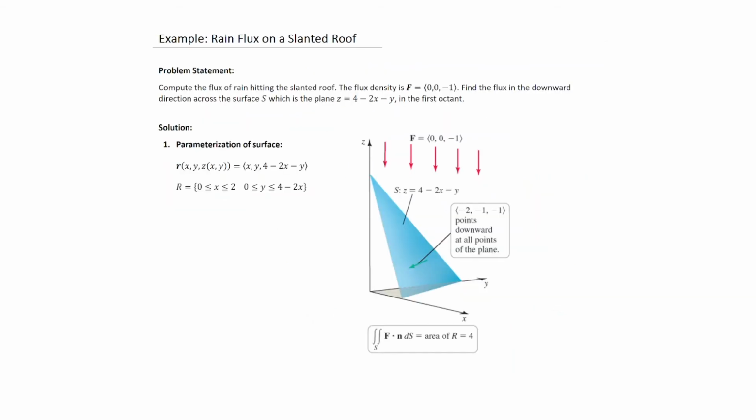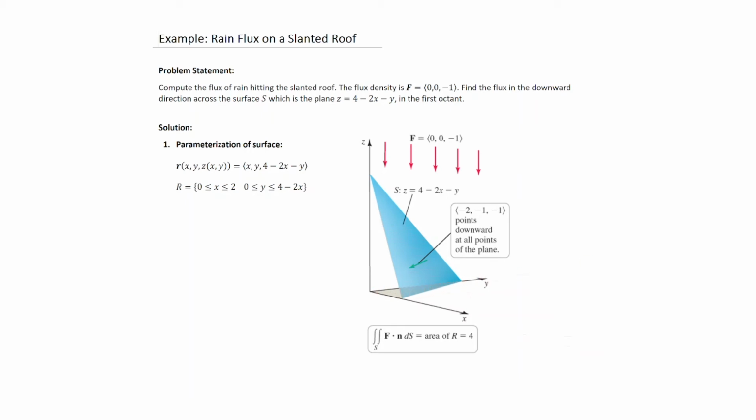All right, so the last example is rain flux on a slanted roof. In this case, the problem statement is to compute the flux of rain hitting the slanted roof. The flux density is F equals 0, 0, minus 1, which means it's downwards. And the surface is the plane z equals 4 minus 2x minus y in the first octant. All right, so this is the equation of the plane. And so the region that we'll be interested in is a projection of this section of the plane, which is in the first octant, onto the xy plane. And that projection leads to this gray triangle that you see on the xy plane.